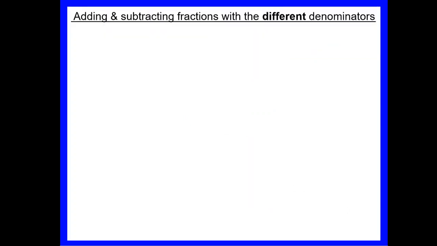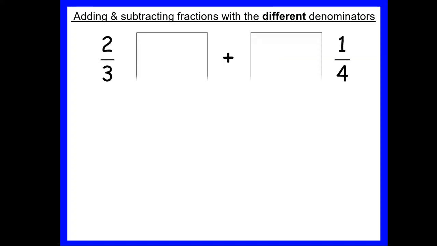Now unfortunately, most of the time our questions come with different denominators, so we need to find a method to be able to work out those. So we want to do 2/3 plus 1/4. Now they have different denominators. So what we're going to do is we're going to use our knowledge of equivalent fractions to be able to compare those fractions so that we can then add them together.